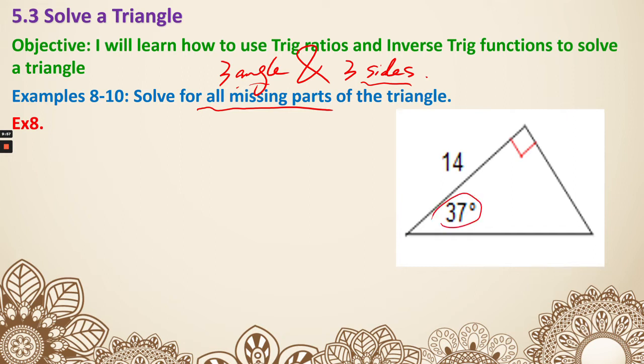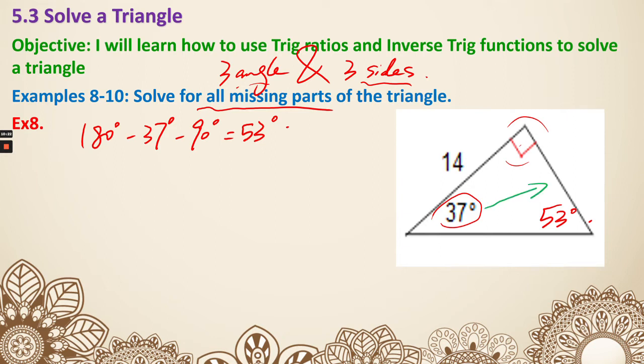Well, this is the angle. With that 180-degree rule, we can easily find out this angle would have to be 53 degrees, because 180 minus 37 minus 90 is going to be 53 degrees. Even though we have found that 53 degrees, we don't have to use the 53 degrees. We can still use the 37 degrees to set up our trig ratio.